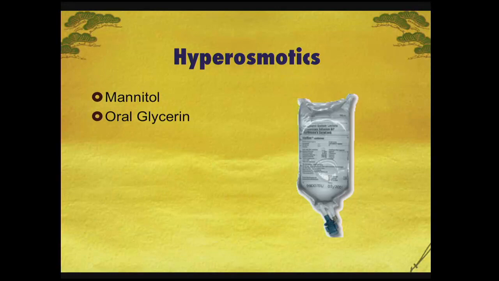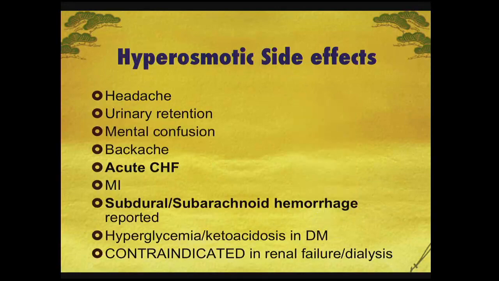Okay, and then there are the hyperosmotics. Again, these medications can have some serious side effects. They can cause an acute congestive heart failure, MI, and there are reports of subdural and subarachnoid hemorrhages. And obviously, you don't want to use these in people in renal failure because they won't be able to clear the medication.